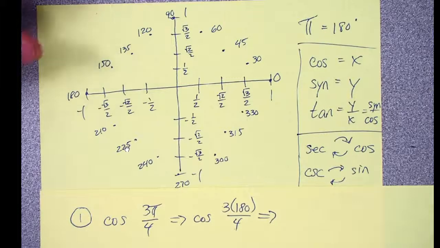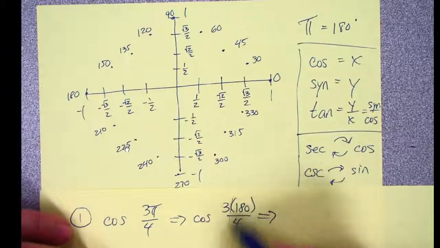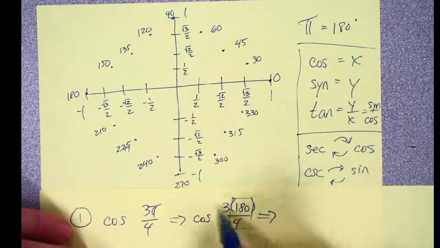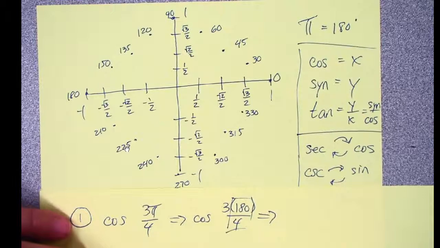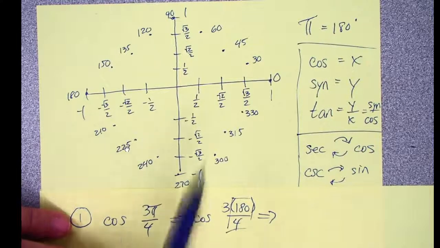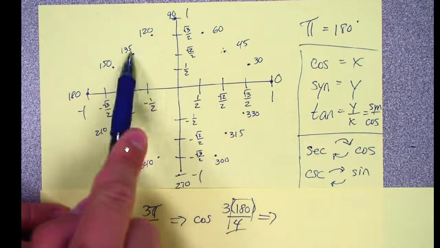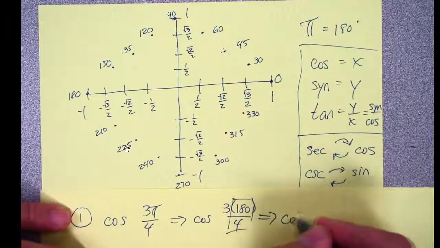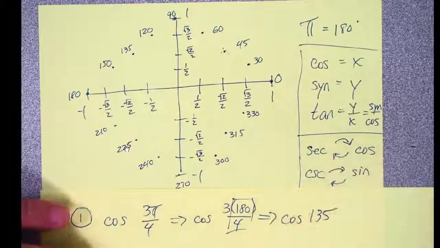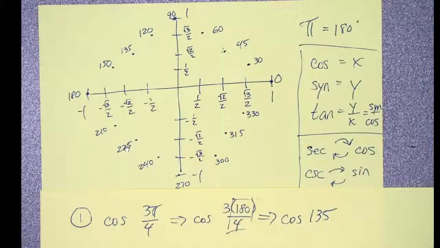If we divide it by 2 again, we get 45. So this part here is 45. And then 3 times 45, you can multiply that out, or you can look at your little grid too. So there's 1 45, there's 2 45s, and there's 3 45. So this problem is really just the cosine of 135.